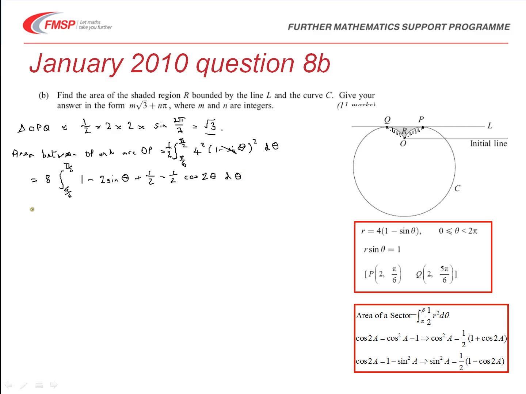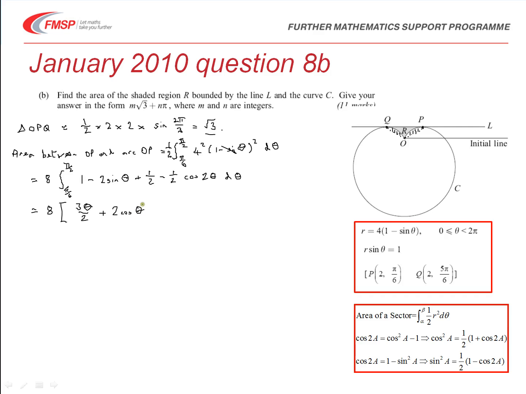Now we can set about integrating this. So we've got our 8 still out the front here, square brackets. You can see we've got a 1 plus a half there, so that's 3 over 2. So that gives us 3 theta over 2 when we integrate 3 over 2. The integral of sine we know is minus cos, so this becomes plus 2 cos theta.